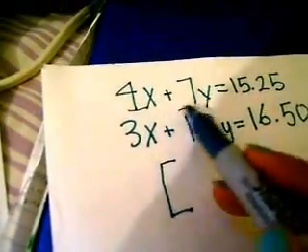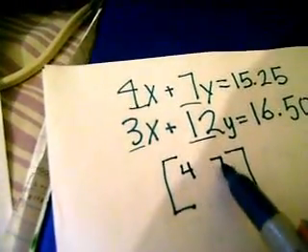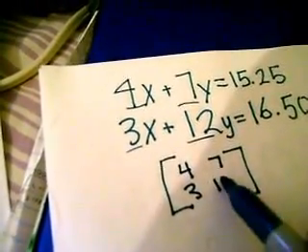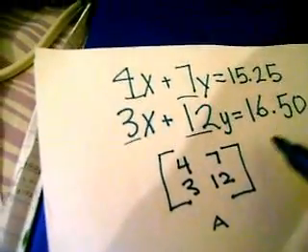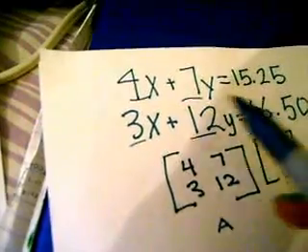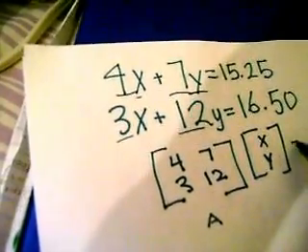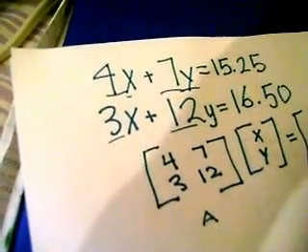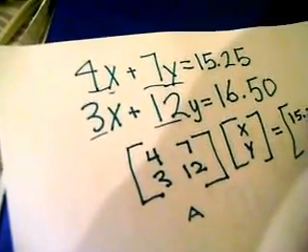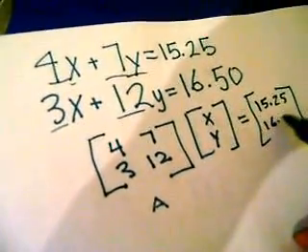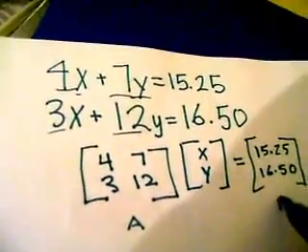So we're going to take the coefficients 4, 7, 3, and 12, and we're just going to rewrite it in this box. And let's just label this A. And we want to solve for the variables x and y. And we're going to set that equal to these last terms. Okay, and we're going to call this B.